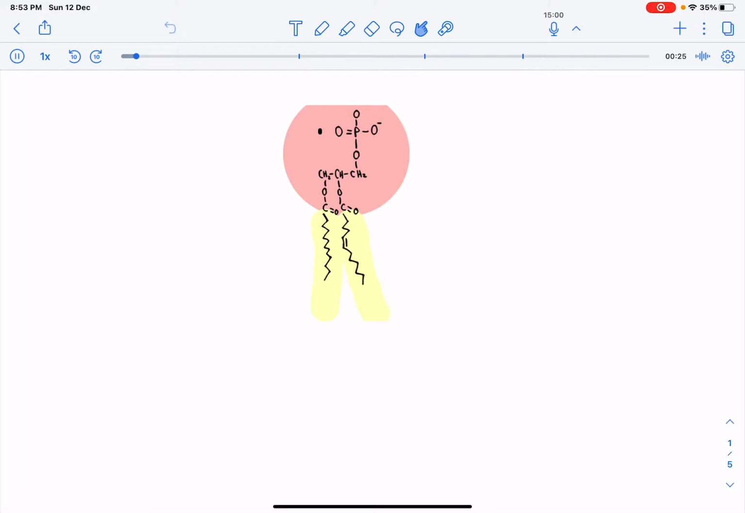As we have already discussed the structure of phospholipids, a phospholipid molecule consists of a polar head and two non-polar tails.